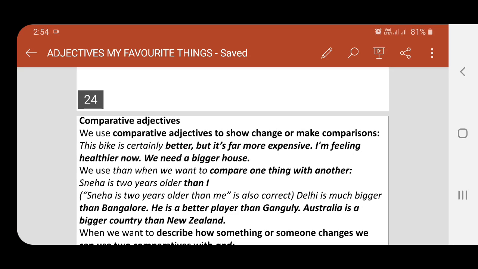I make a statement. This bike is certainly better, but it is far more expensive. I am feeling healthier now. We need a bigger house. So we have used some comparative adjectives. Healthier, bigger, far more. So these are some of the comparative adjectives.